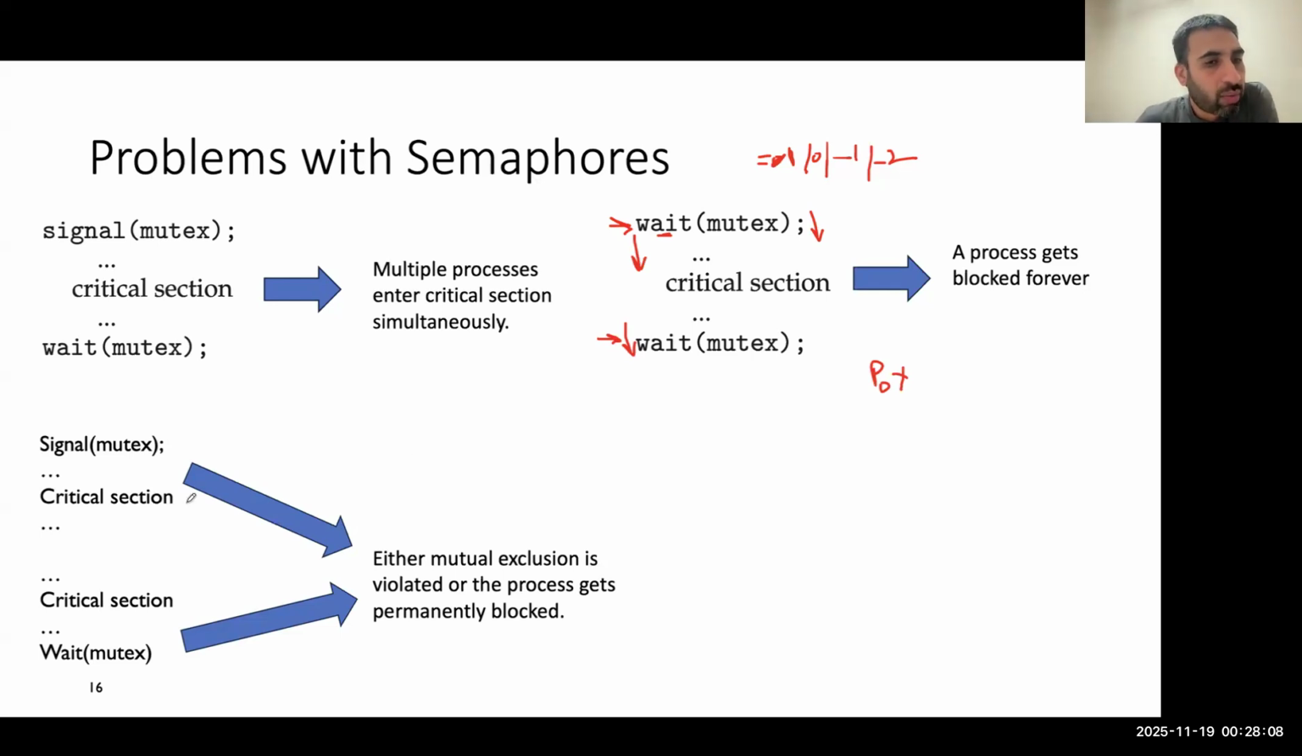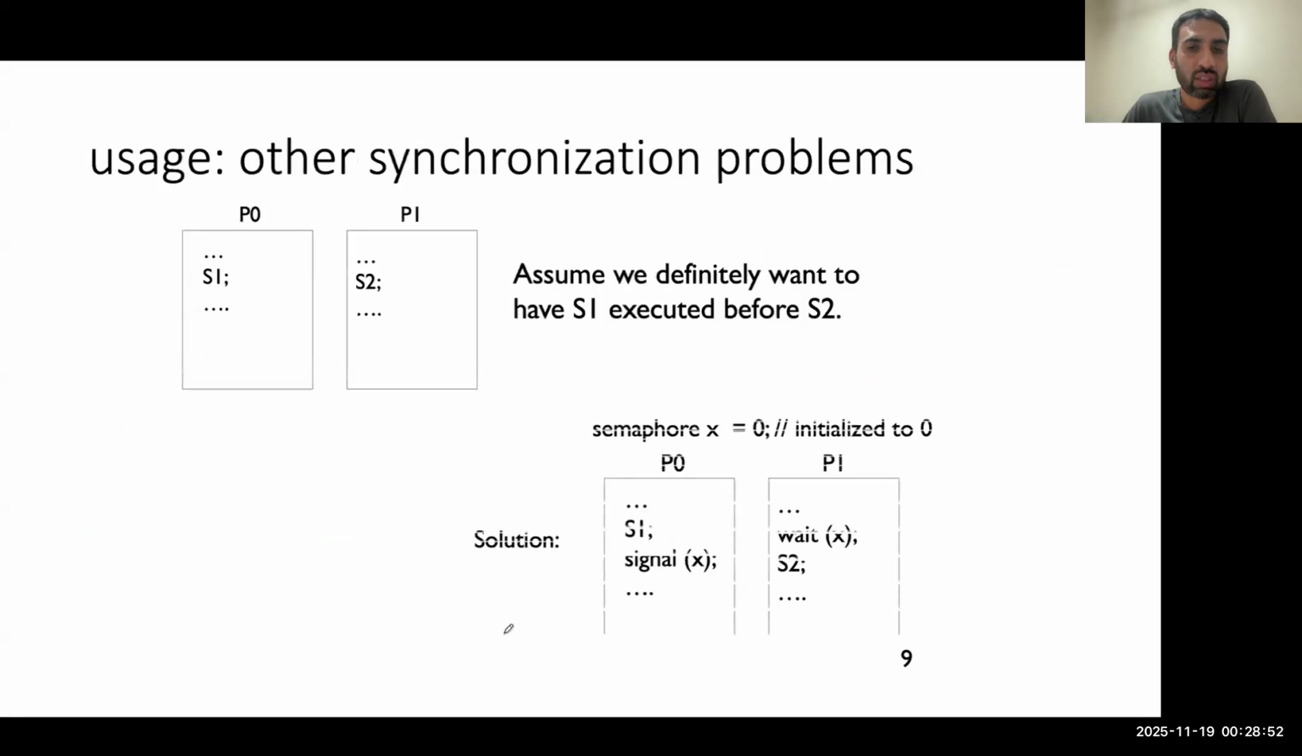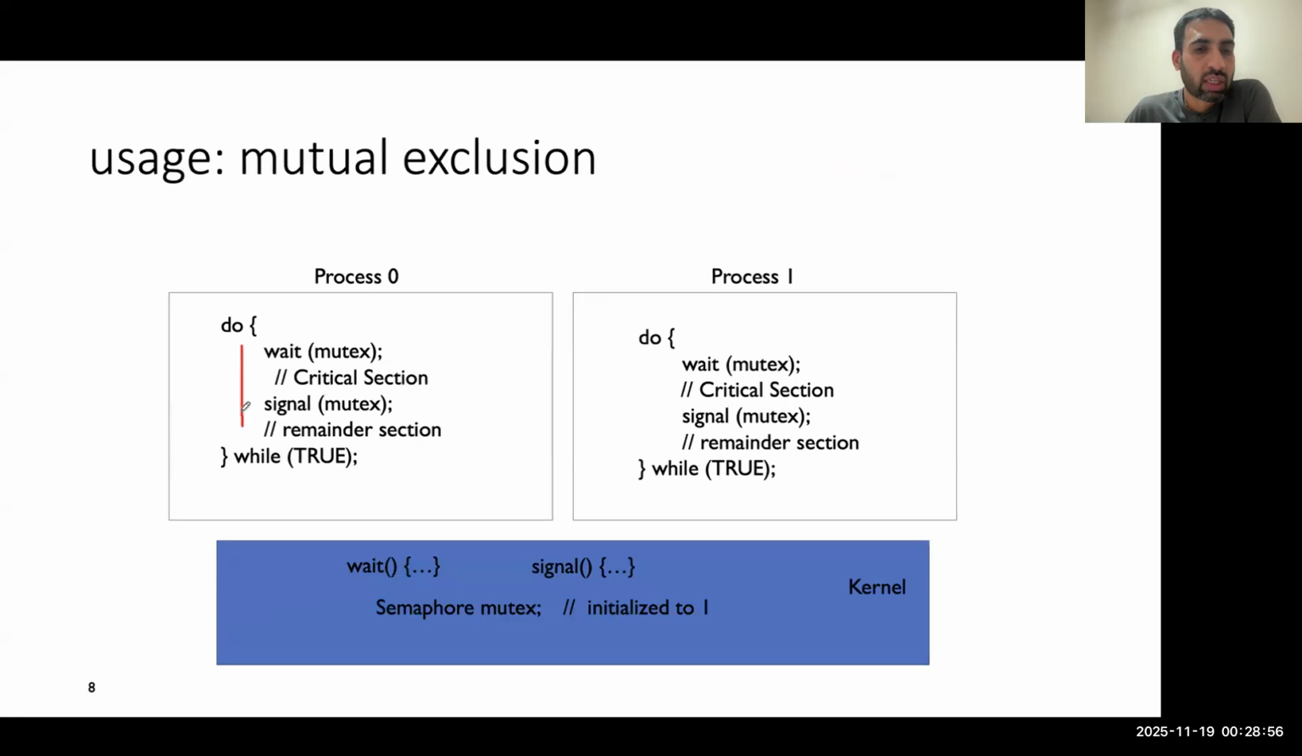Another scenario is where you forget to place wait at the start. If that happens, then either mutual exclusion is violated or the processes get permanently blocked. So you always need to follow this order when you are using mutexes. You always need to follow this organization of the code. Always invoke wait before entering the critical section and then invoke the signal once you are done executing the critical section.